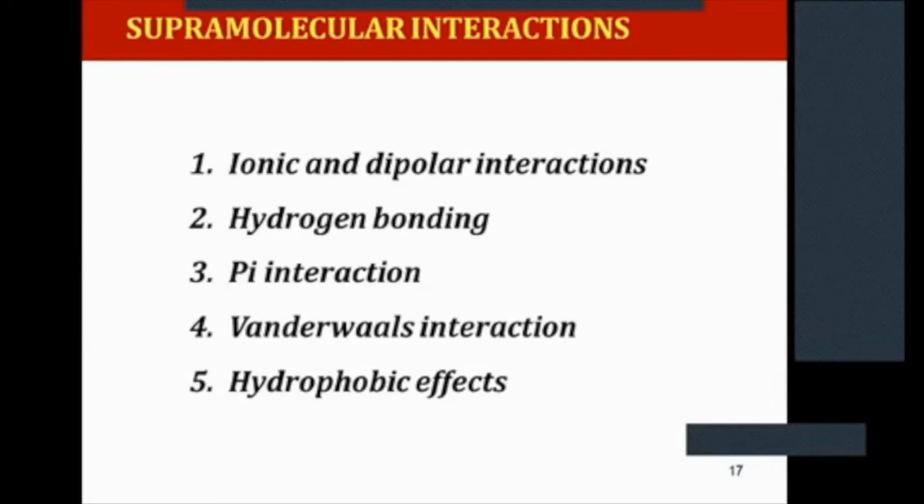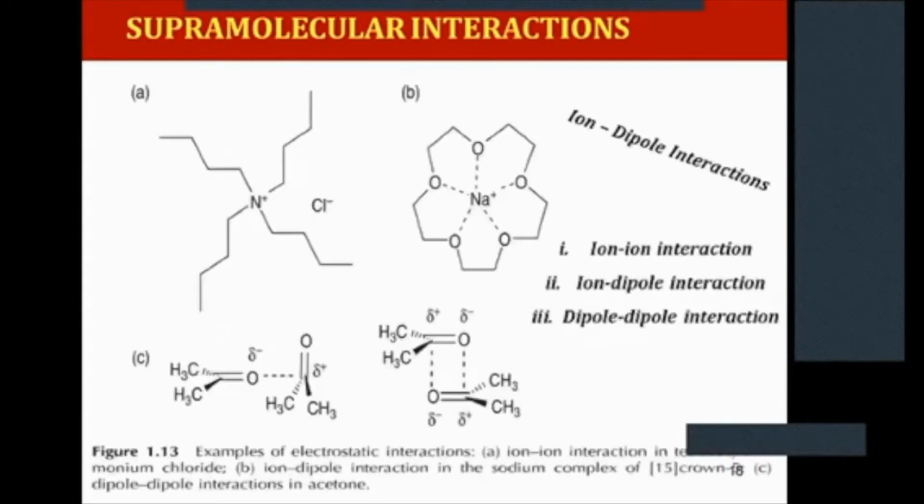Because it is fundamental, let me see this quickly. In ion-type interactions, there are three types. You can see here, there is an interaction between this nitrogen and chlorine, both are ions, positive and negative. There exists an interaction between these two, called ion-ion interaction, in the case of tetrabutylammonium chloride. And this is a typical crown ether.